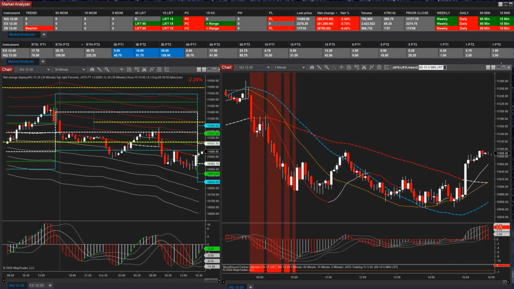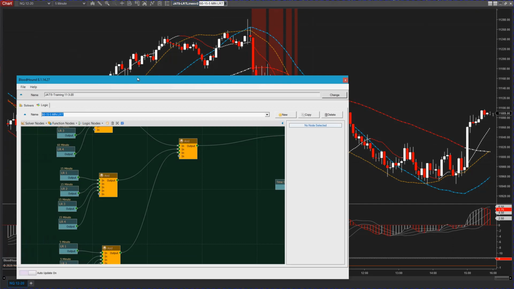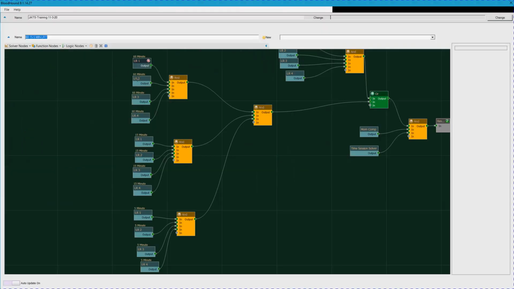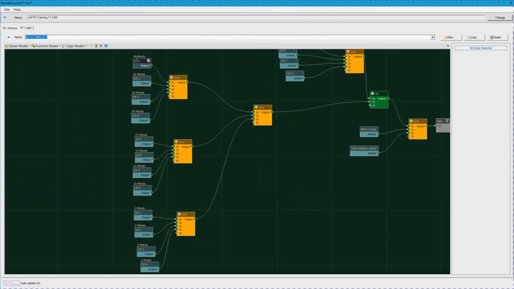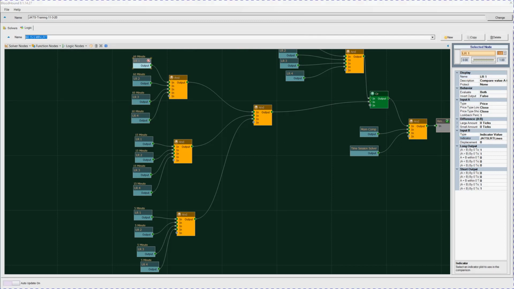Here is the 5-minute chart of the NQ. The market's closed right now, so there's no data coming through. And I have a template requiring the 60-minute, 15-minute, and 5-minute 1, 2, 3, 4 to be together. So the solver is very simple to put together. You just put the close of your price with the linear regression indicator in B.